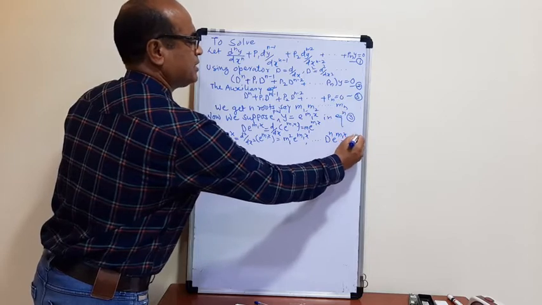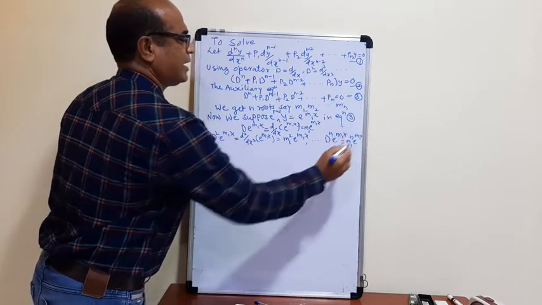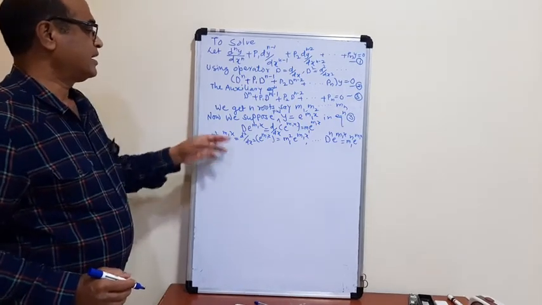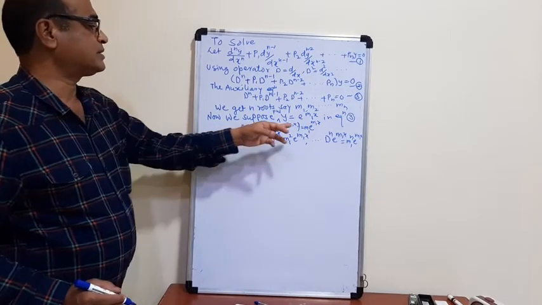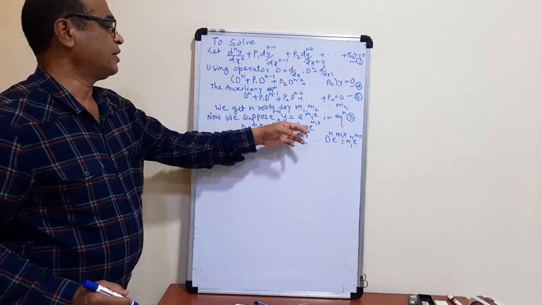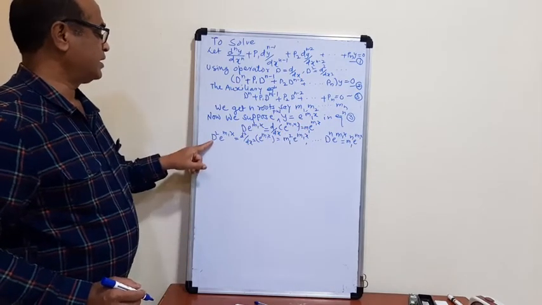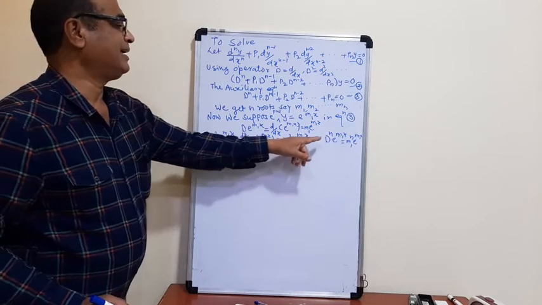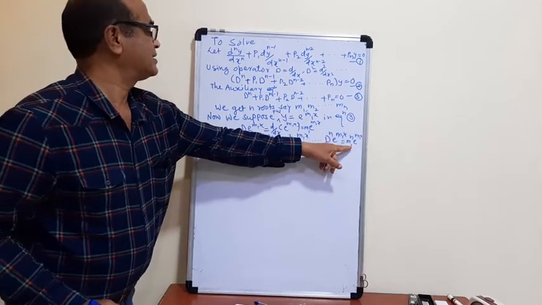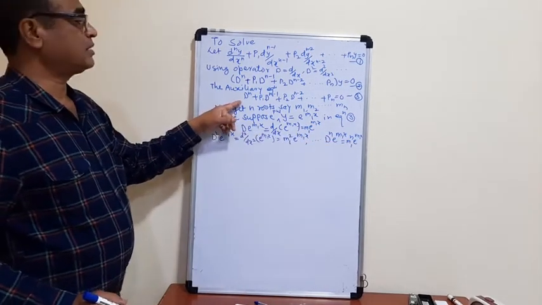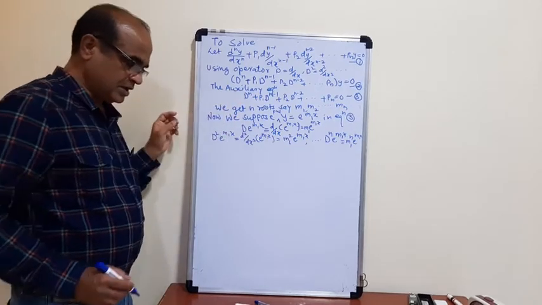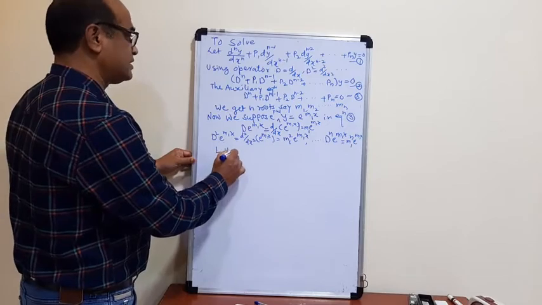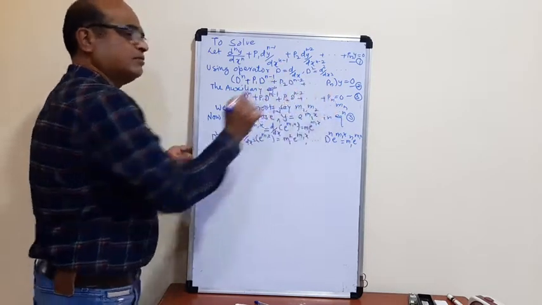raised to m1x. So D of e raised to m1x is equal to m1 e raised to m1x, D2 of e raised to m1x is this, Dn is this. Putting these in this equation, we get the LHS, the left hand side of this equation.